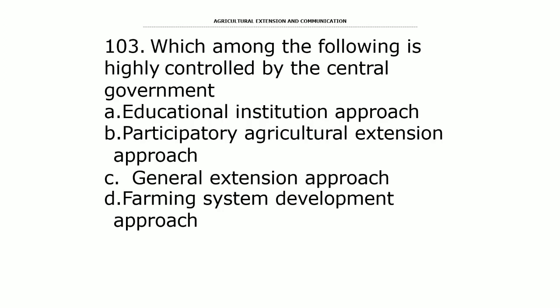Number 103. Which among the following is highly controlled by the central government? A. Educational institution approach. B. Participatory agricultural extension approach. C. General extension approach. Or D. Farming system development approach. The answer is general extension approach.